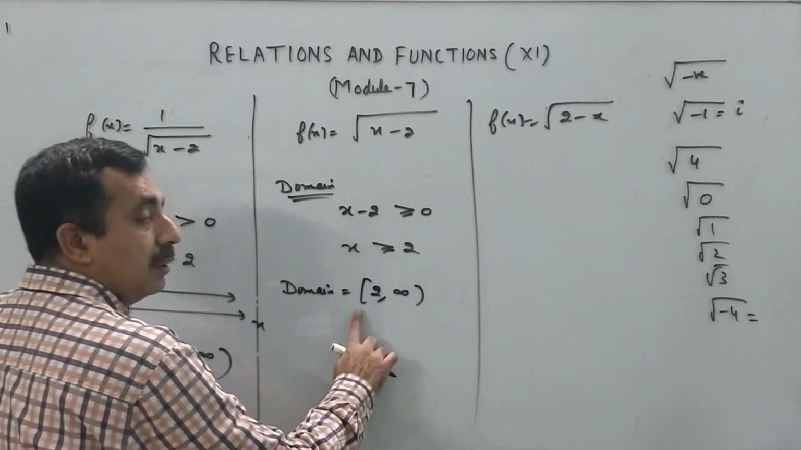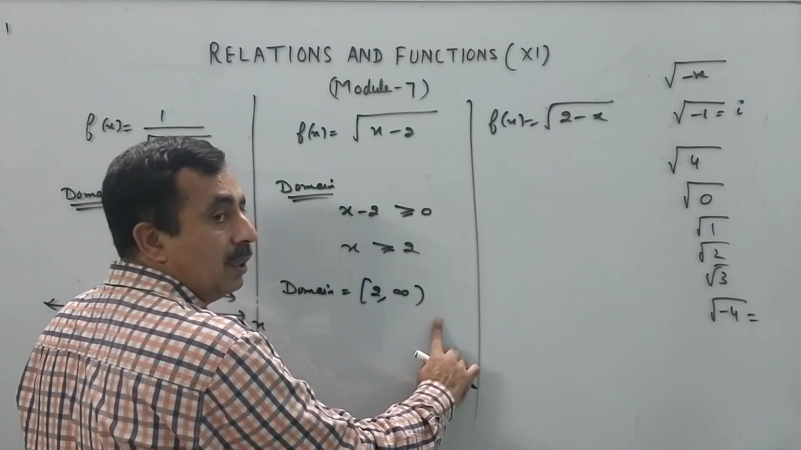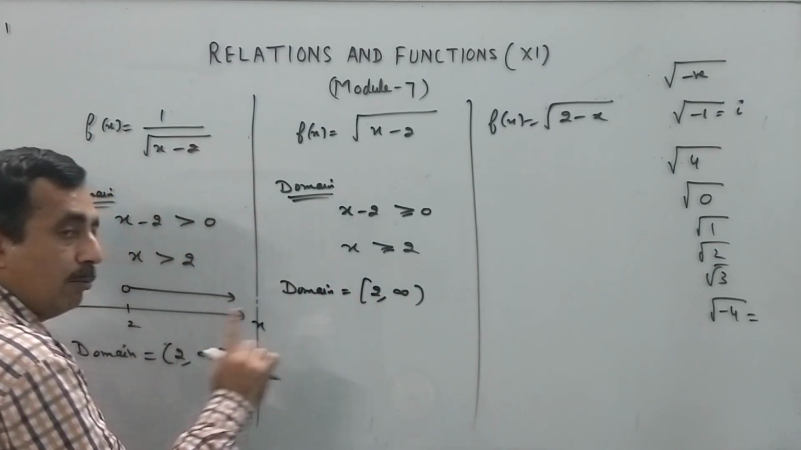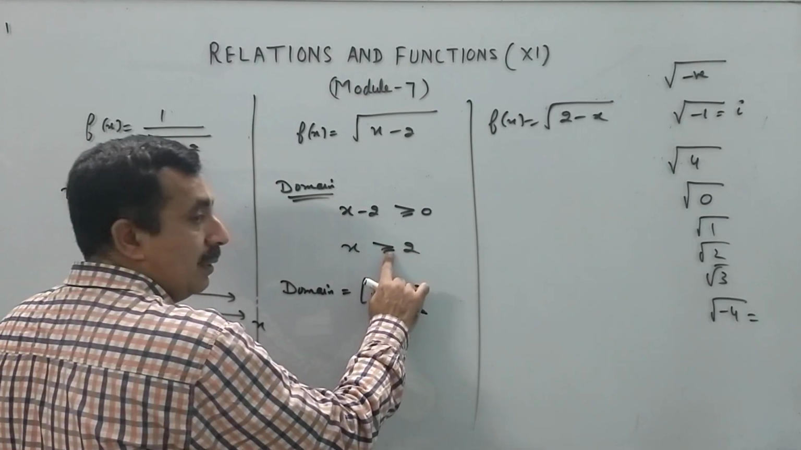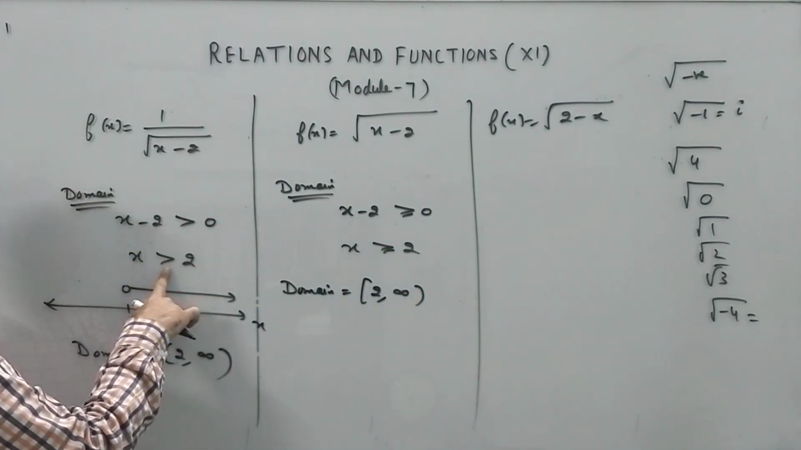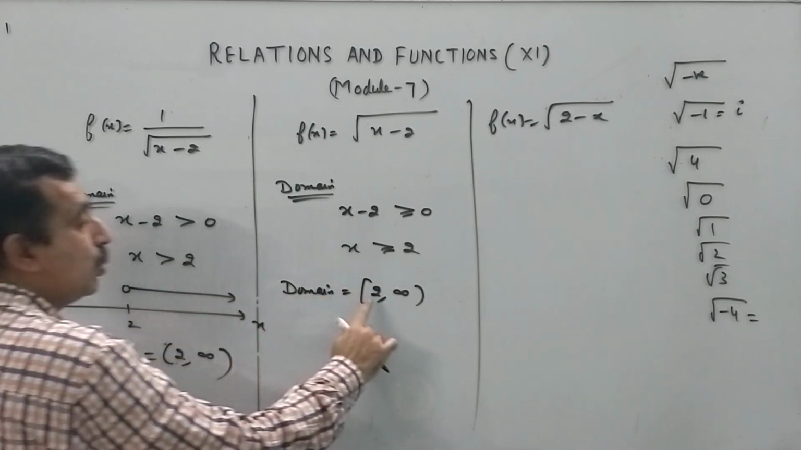This is called a semi-open or semi-closed interval. Always where there is infinity or minus infinity, you have to put an open interval. And when there is an equal sign, 2 is closed. When greater than, open. It is 2 to infinity. It is 2 closed to infinity.